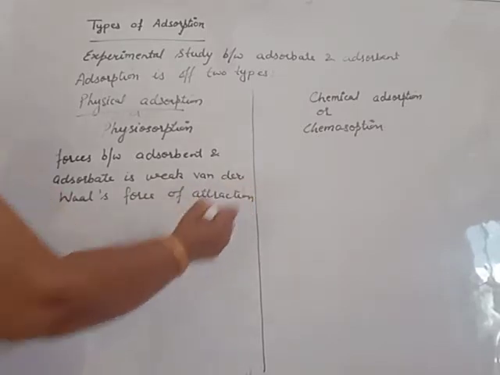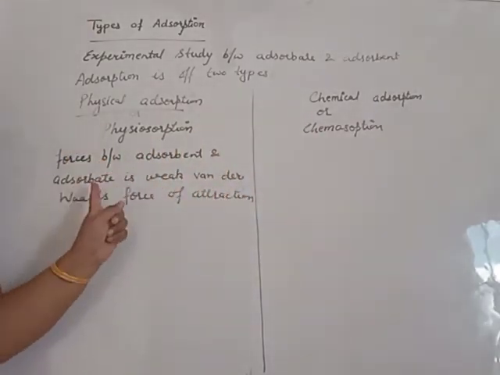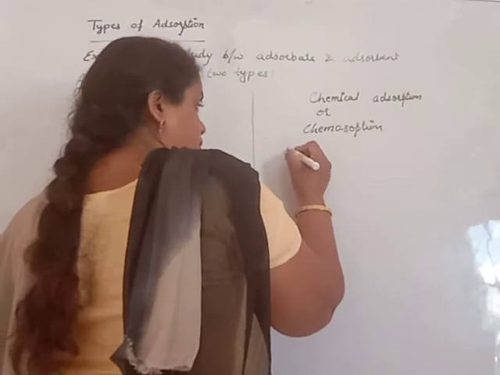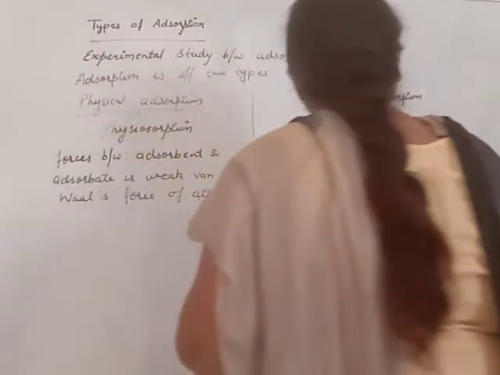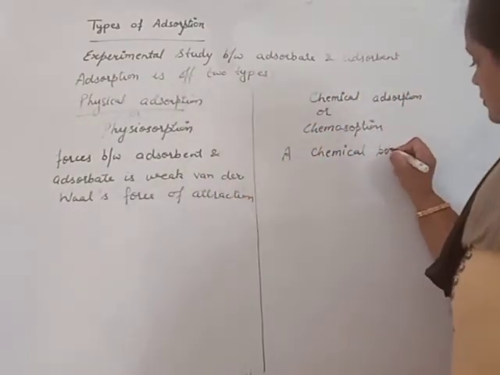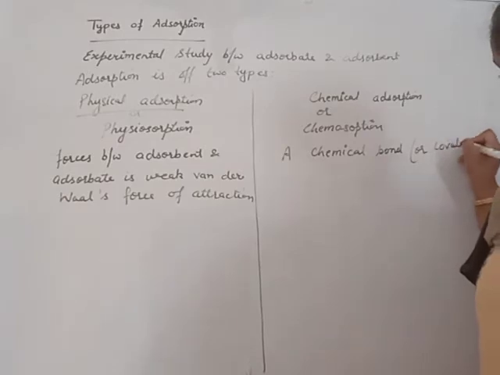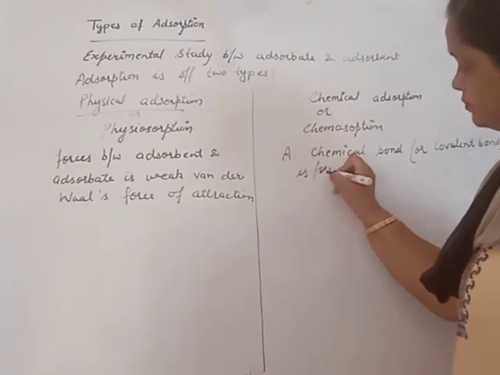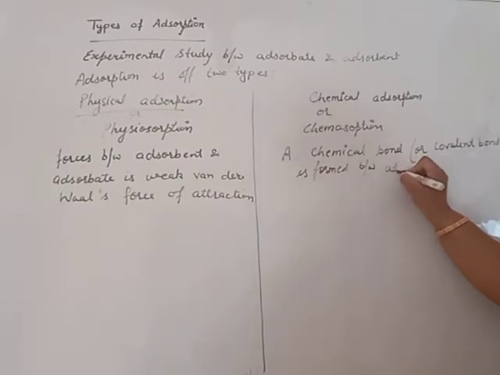In this case, a chemical bond is formed between adsorbate and adsorbent. A chemical bond, or we can say covalent bond, is formed between adsorbate and adsorbent.